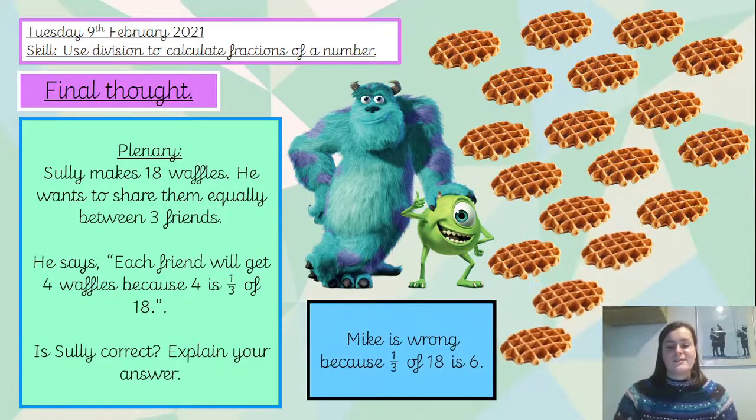Okay, so there are those last 3 waffles. So it says Mike is wrong, but we of course mean that Sully is wrong because 1/3 of 18 is 6. Well done if you got that. Good job. Okay, that's me done for this lesson.